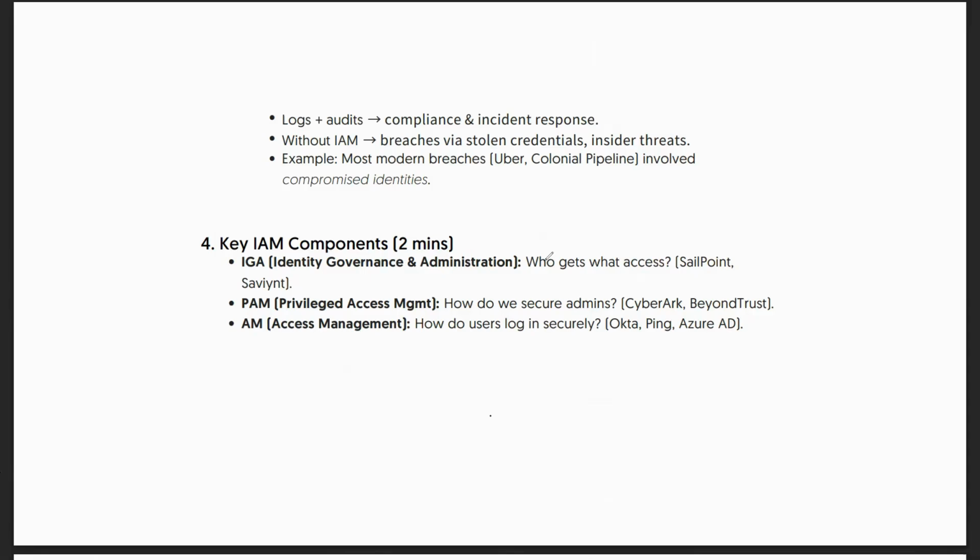How do users log into the system? How do they authenticate? How is the authorization happening? What factors to use for MFA? What is the combination of username and password? What should be the password strength? Everything will be taken care of by this particular domain.